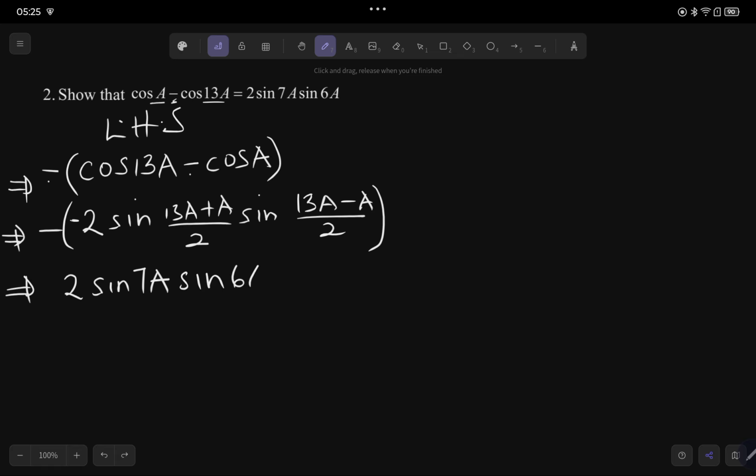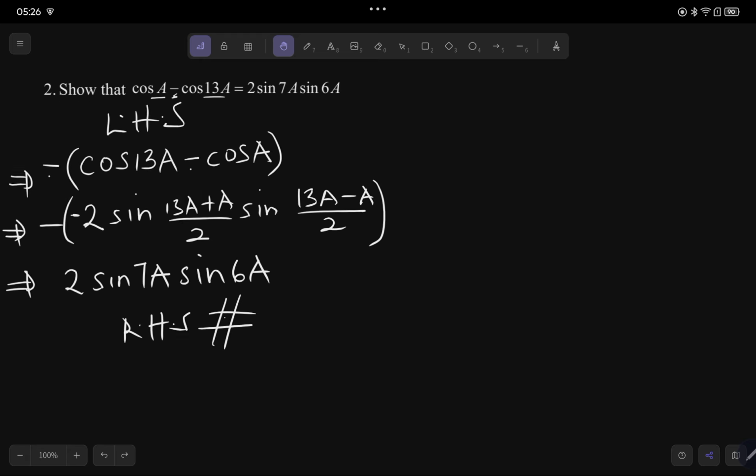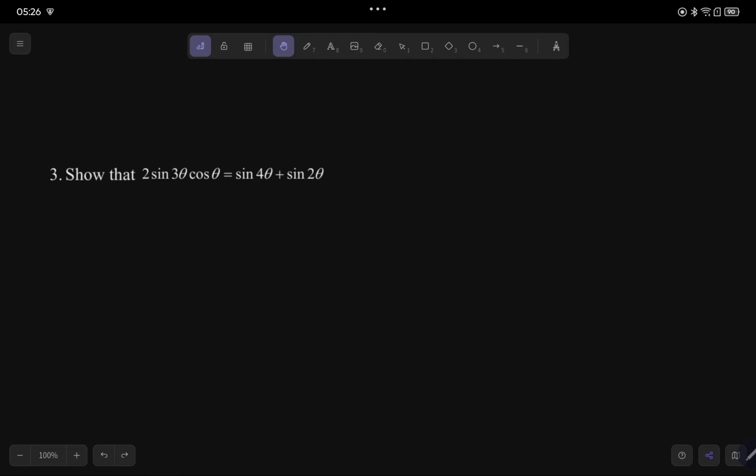Then sine of 6A, which is our right hand side as required. We now move to question 3.